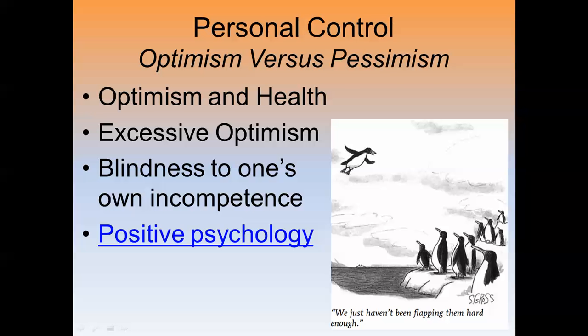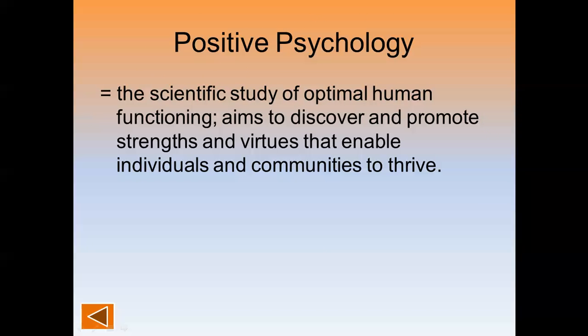The study of personal control and optimism reflects this new interest in positive psychology, which is the scientific study of optimal human functioning. Although it shares with humanistic psychology an interest in fostering human fulfillment, its origins and methodology are scientific. Positive psychology studies positive emotions, positive character, and positive groups, communities, and cultures.